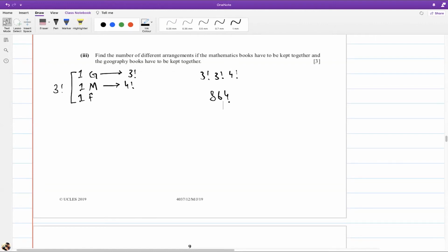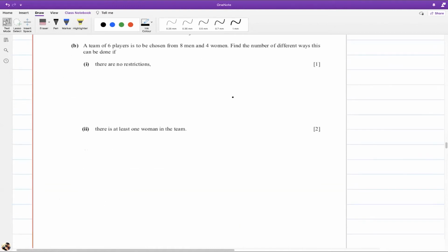I always wondered what's 6 cube? 6 cube is 216, right? Yeah, it's 216 times 4, yeah, sure.